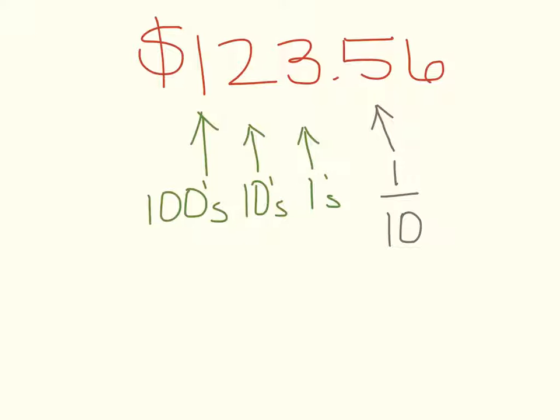Now if we move here, you know it's pennies. And think about how many pennies are there in a dollar. Here there were 10 dimes in a dollar. How many pennies are there in a dollar? There are 100 pennies to make a dollar. So this is called the hundredths place. So we have the hundreds, the tens, the ones, the tenths, and the hundredths.